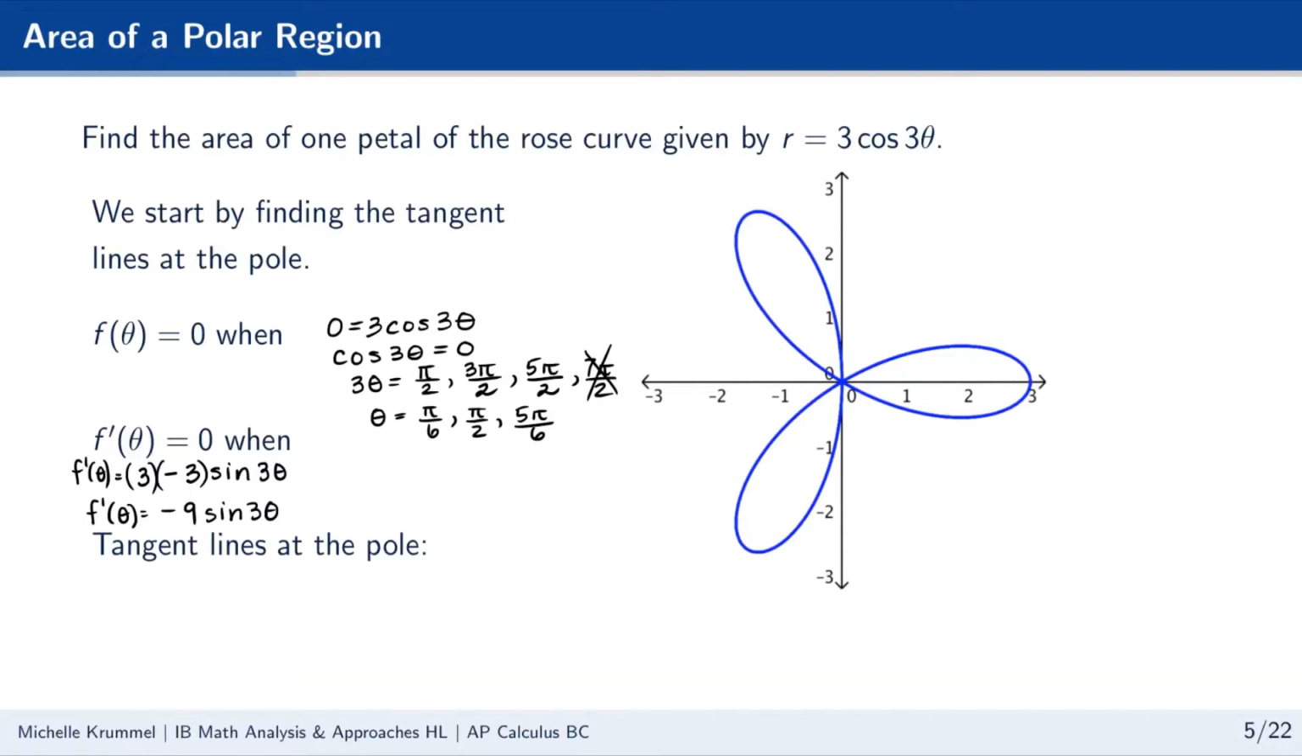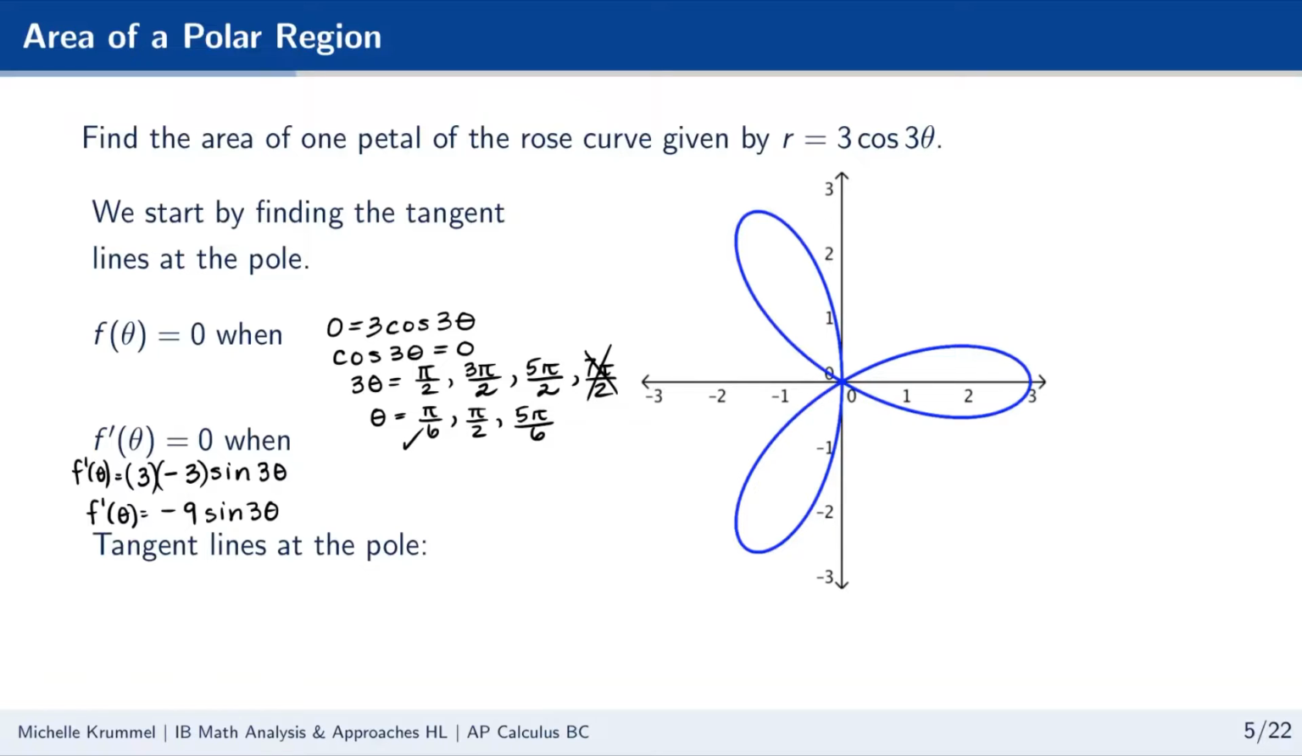And now I could substitute my pi over 6, pi over 2, 5 pi over 6 in individually here and just verify that the f prime of theta will not equal 0. So I think that might be faster than solving this equation. Okay, so at pi over 6, I'd be taking the sine of 3 pi over 6. The sine of 3 pi over 6 is 1, times negative 9 is not 0. So we're good to go with that one.